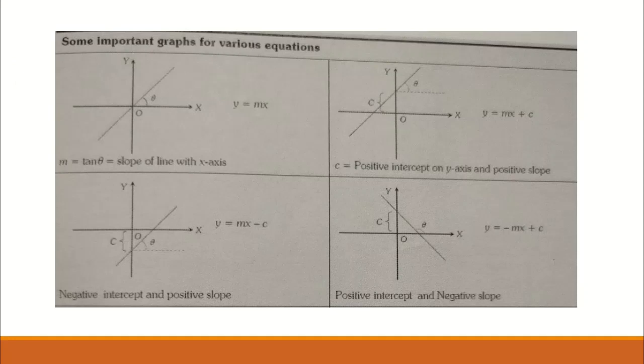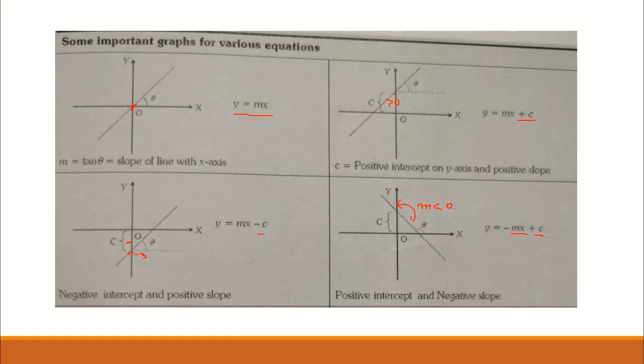Next, if there are the graphs of various equations: let y equals mx, it means it is passing through the origin. If it is y equals mx plus c, it means the intercept is positive. If it is minus c, the intercept is negative, as we have taken right now, minus 3 plus 3, right? If it is minus mx plus c, it means it is drawn with a negative slope.